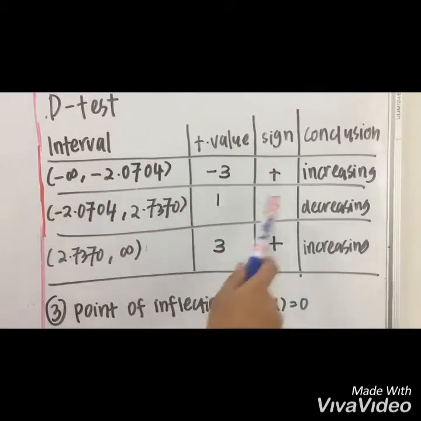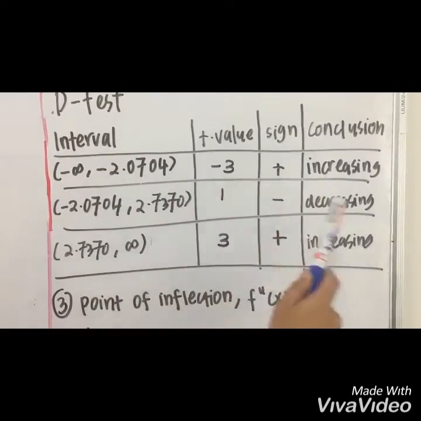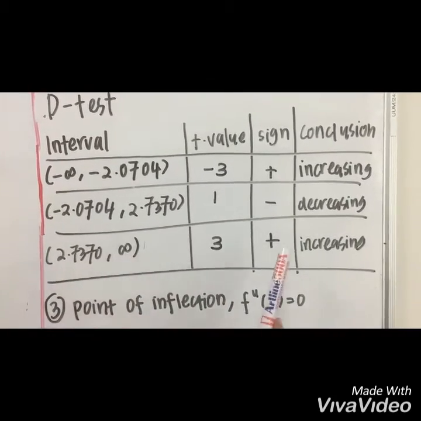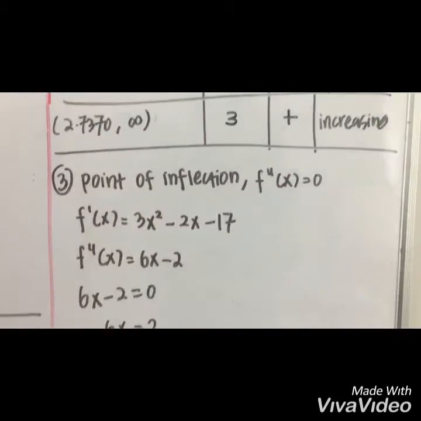The sign for the first interval is positive, where the conclusion is increasing. For the second interval, negative, it is decreasing. And lastly, for the third interval, positive, where the conclusion is increasing.